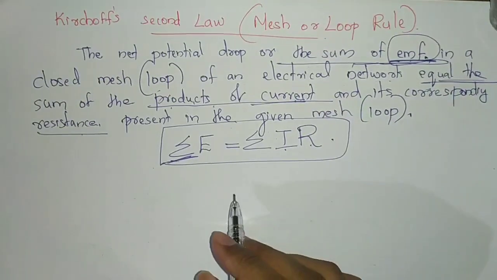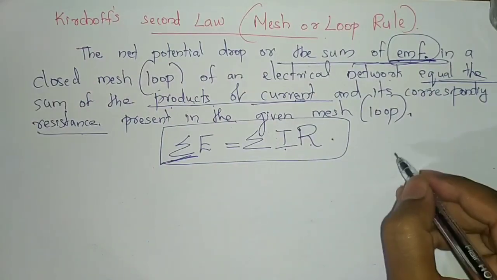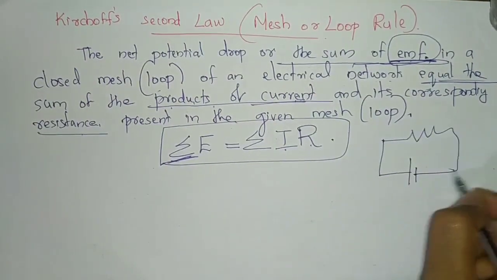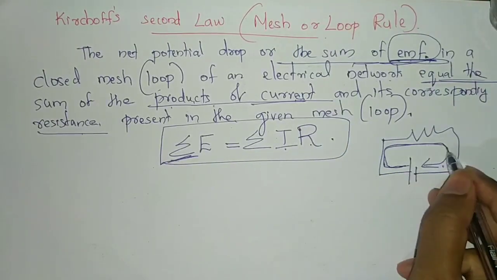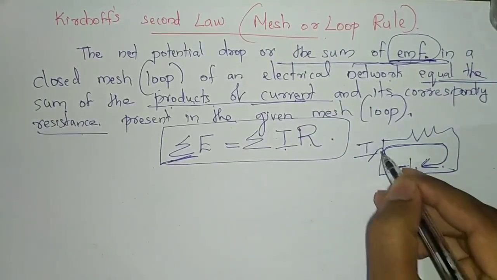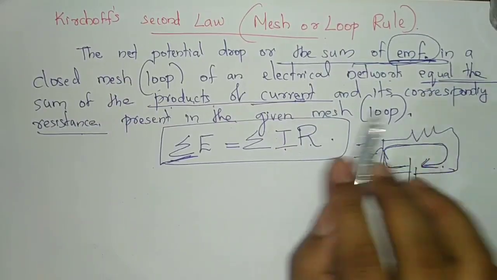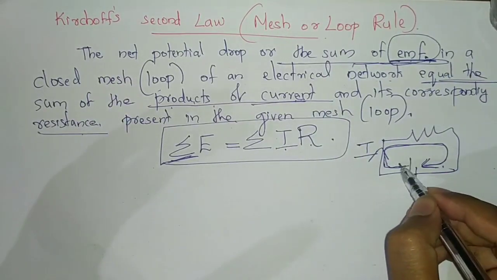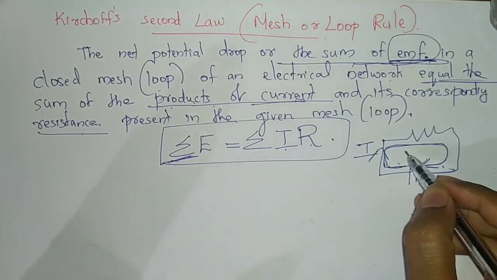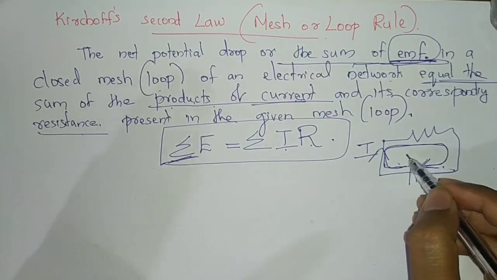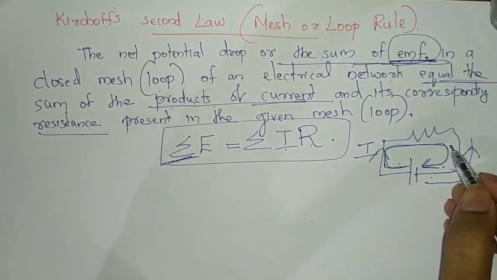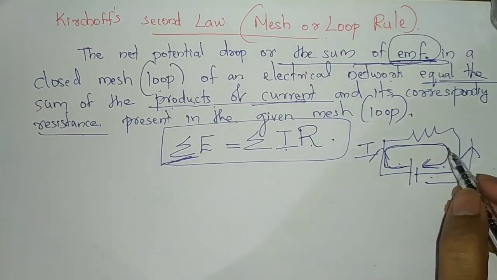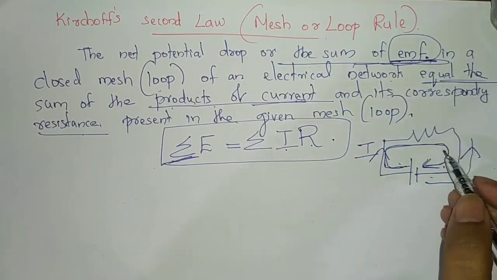Let's see some sign convention also. If we travel in the direction of current in a mesh, so suppose this is our closed loop and current is traveling from the positive side to the negative side. You know, current is traveling from the positive terminal of the battery to the negative side. If we are traveling in this way, we can take it as a positive value for current. So if we travel in the direction of current in a mesh, then the product of current and corresponding resistance is taken as positive. And if we are traveling just opposite to this current direction, then it should be taken as a negative value.